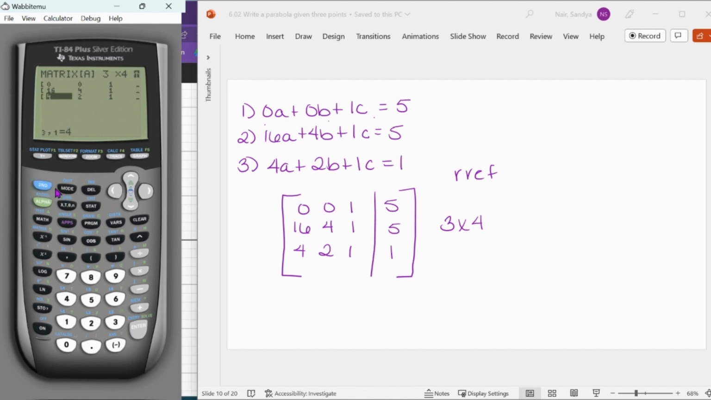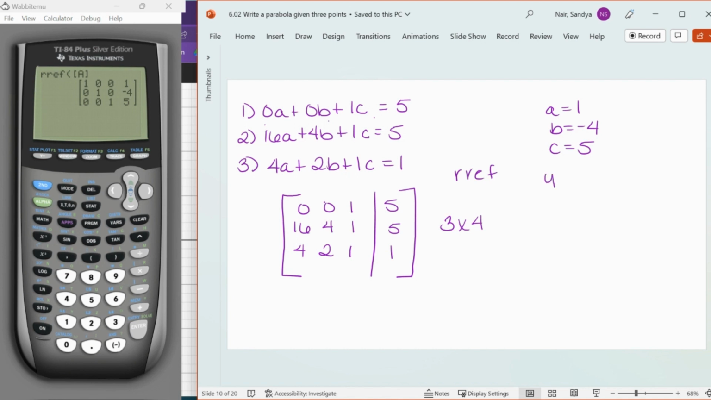And then I'm going to do second quit. And then remember, I go to second matrix, and then I go to math. I need to scroll down to reduce row echelon form. That is option B. And then I need to remember the matrix that I just entered. So second matrix, and then I tell it to remember matrix A. And then when I hit enter, remember the final column will give me the solutions. So this is telling me that A equals 1, B equals -4, and C equals 5.